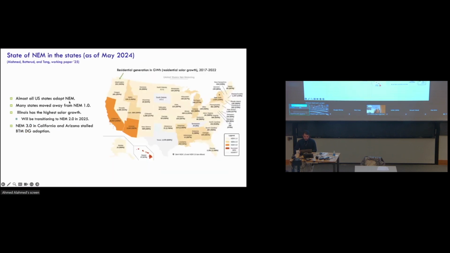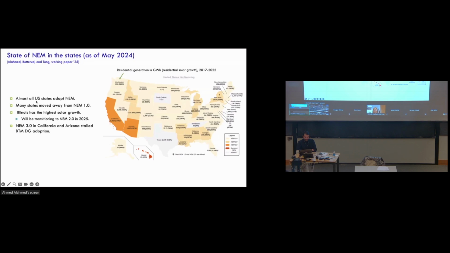Okay, so this map shows the state of net metering in the states, as of May 2024. This is rapidly changing, so I'm continuously updating this map. But you can see that most of the states are adopting net metering. A lot of them are still using net metering 1.0, but there is a trend in moving toward net metering 2.0 or net metering 3.0.